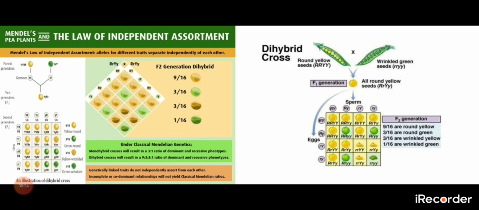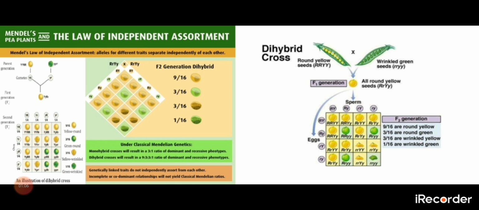In dihybrid crosses, it was found that two traits were inherited independent of each other. The dominant alleles for each of the two traits asserted their dominance independent of the other. For example, round seeds, capital R, are dominant to wrinkled seeds, small r. And yellow seeds, capital Y, are dominant to green seeds, small y.